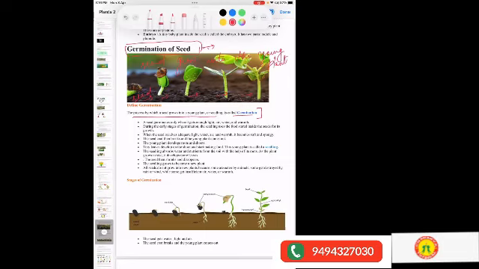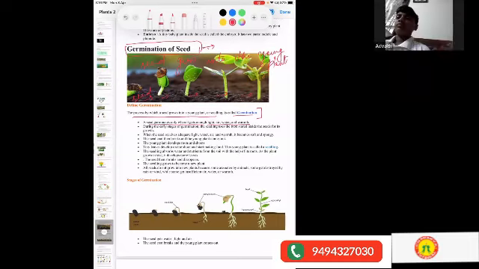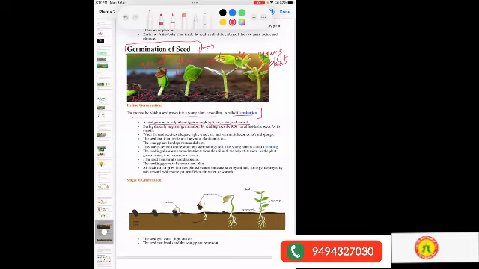Now, you all have written a correct answer for the conditions. What are the three conditions required? Light, air, water, warmth. A seed germinates only when it gets enough light, air, water, and warmth. Yesterday I gave you a question: a child put the soil and the sun was there, but no water was given. Will the plant grow or not? No, ma'am. Very good. You all have written correctly that the plant will not grow since the child did not provide water to that plant.